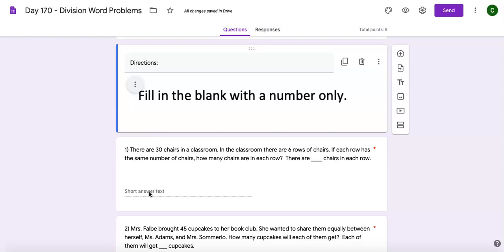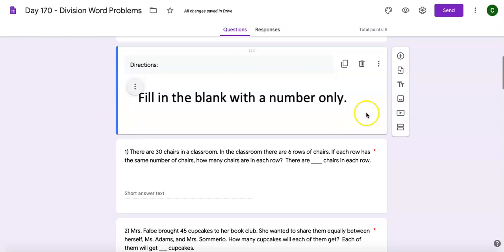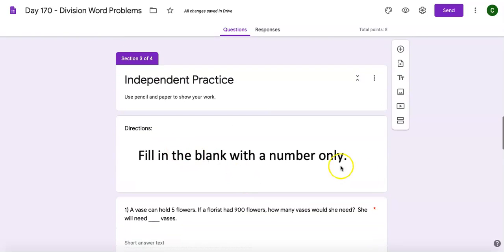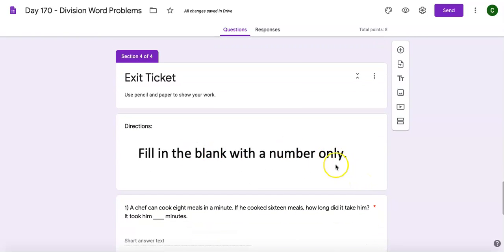And so please don't call me or text me and say, Miss Adams, I put this and this saying is wrong. I'm going to say yes, it's wrong because you didn't follow the direction. So this big old box right here that says fill in the blank with the number only is right in every section. Guided practice, independent practice, and your exit ticket.